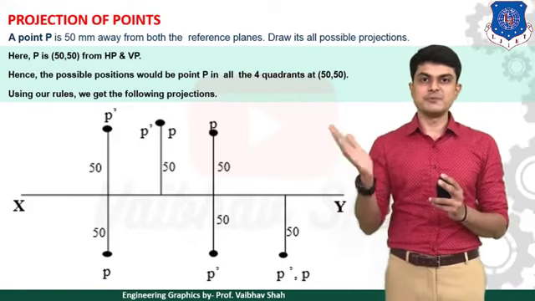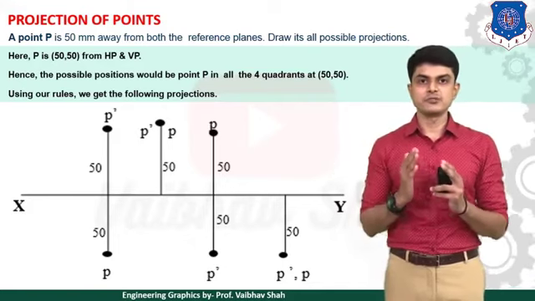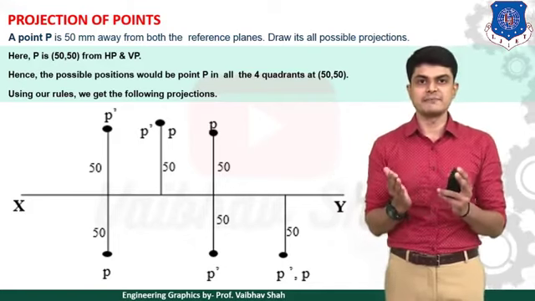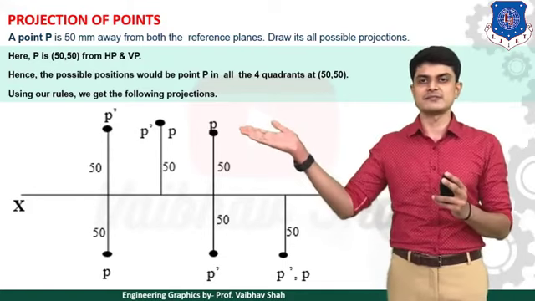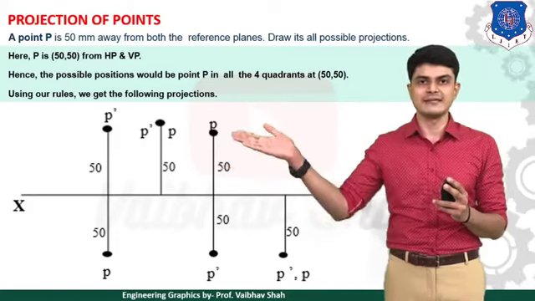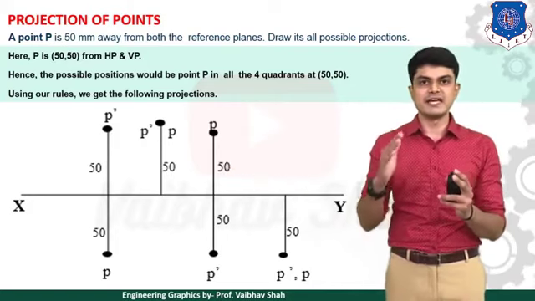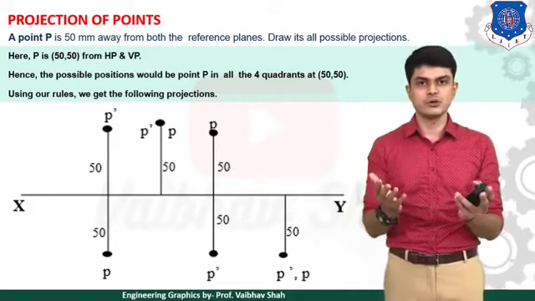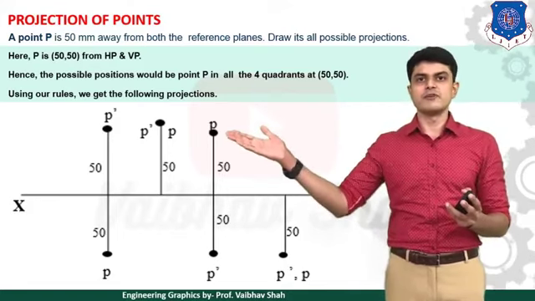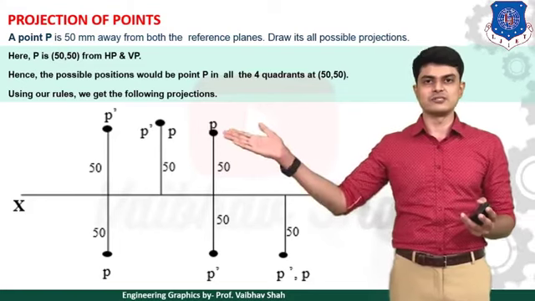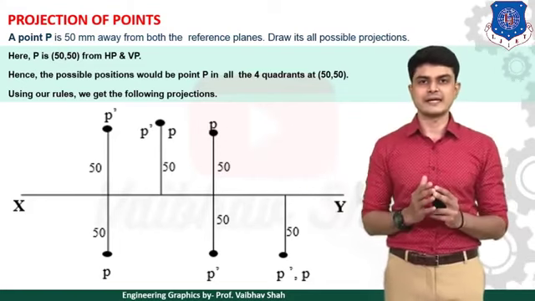Point P is above HP and behind VP. Whenever the point is above HP, you will have your front view P dash above the XY line. As you can see, P dash is 50 mm above the XY line. Secondly, it is behind VP. Behind means also above the XY line. So your point P without dash would also be 50 mm above the XY line, like this. So this would be your second answer for the second quadrant.